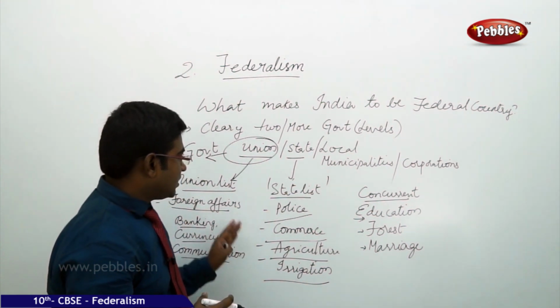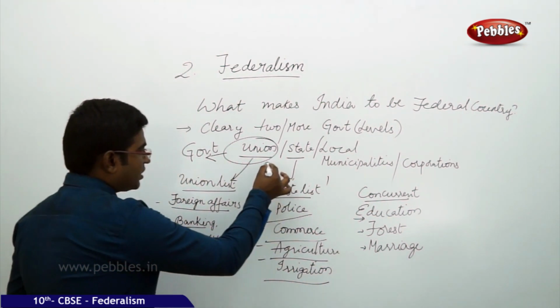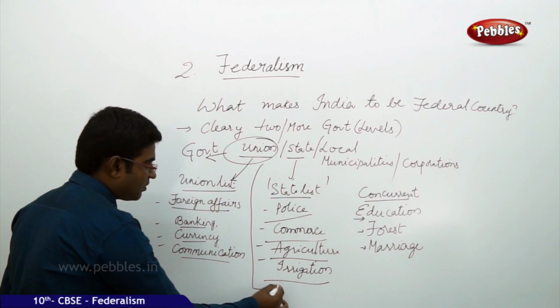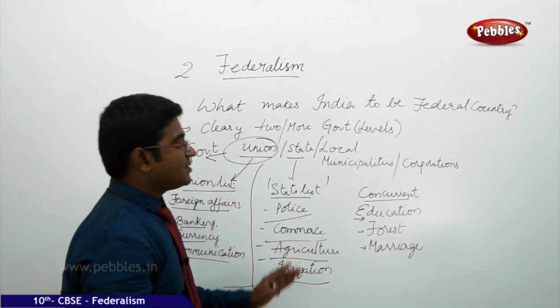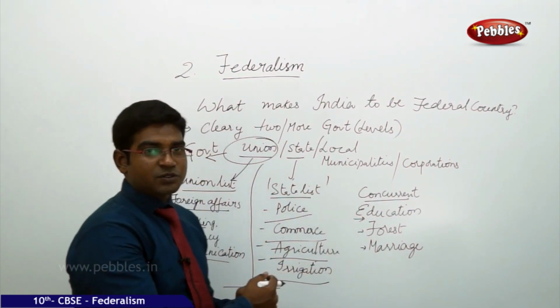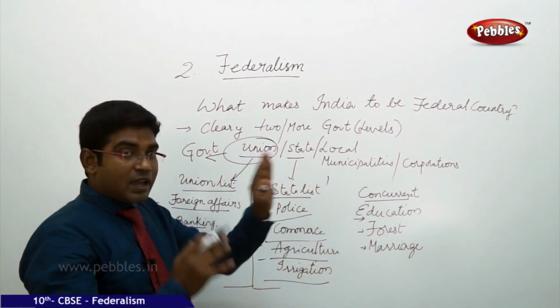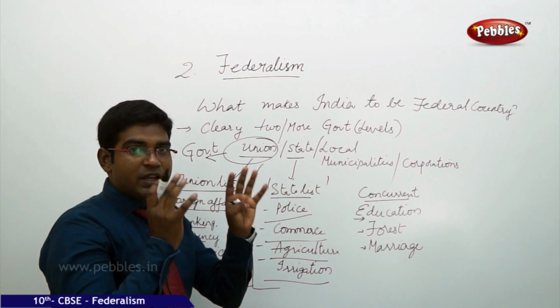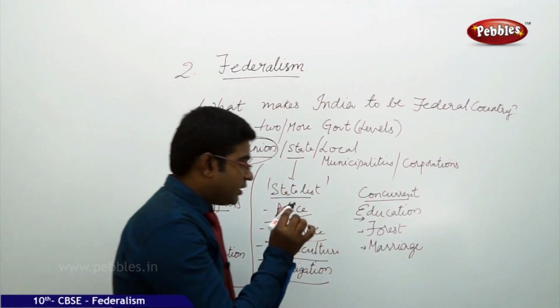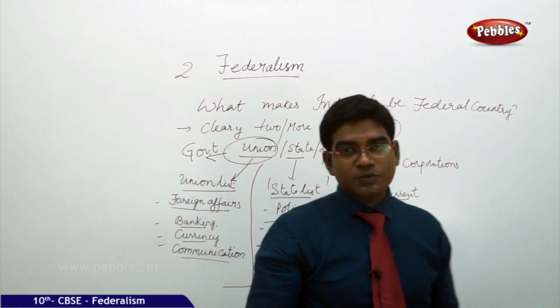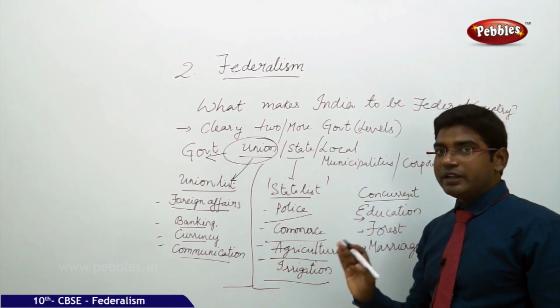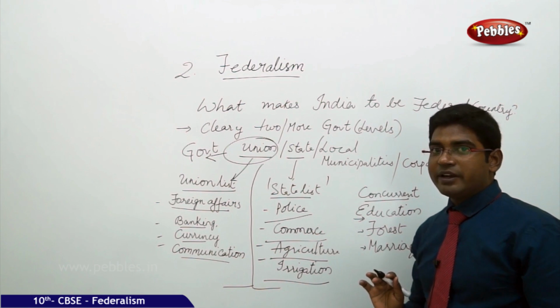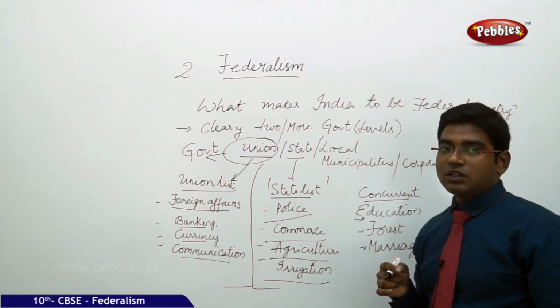So now the confusion is, when there is a clear division of powers between the union list and the state list, why is a separate list given as the concurrent list? Concurrent means together. So on education, forest and marriage, either the union government or the state government can make laws.